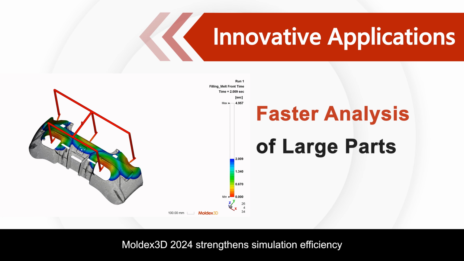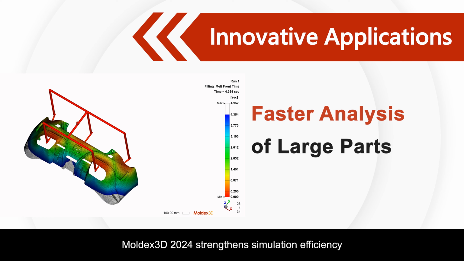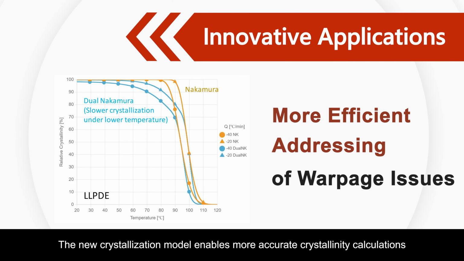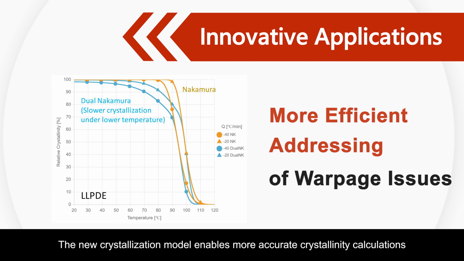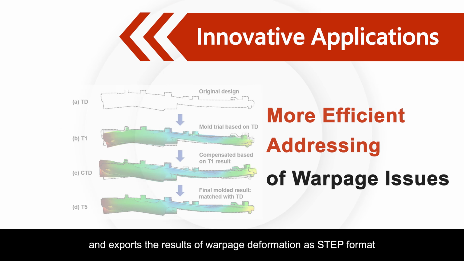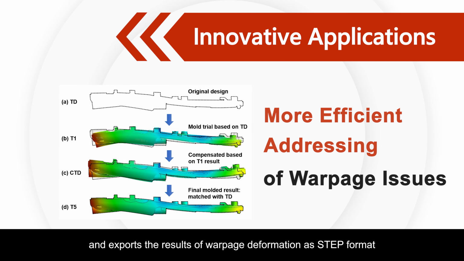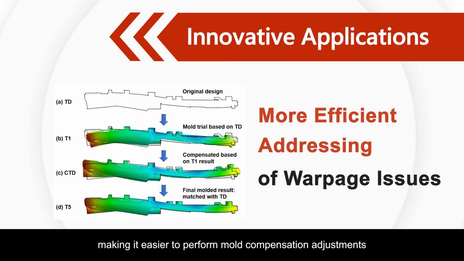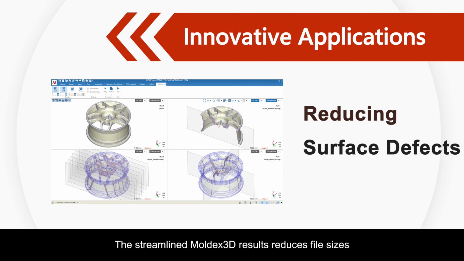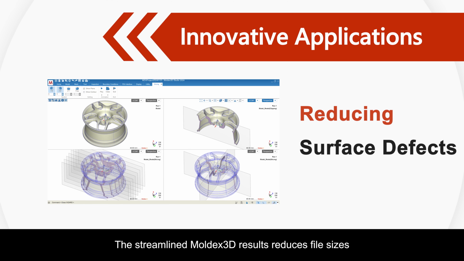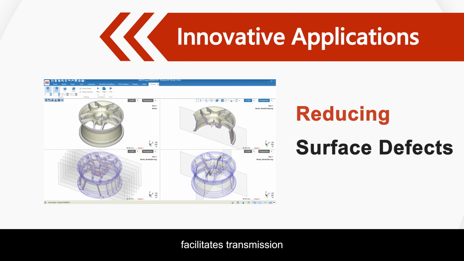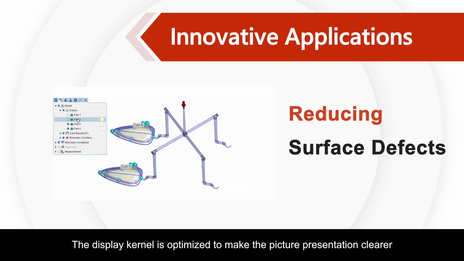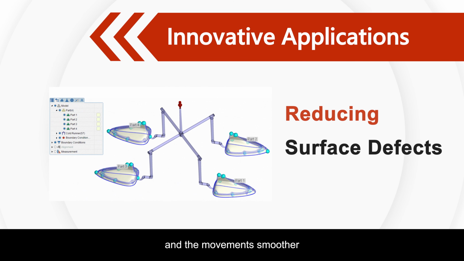Moldex3D 2024 strengthens simulation efficiency, making the meshing process more simplified and rapid. The new crystallization model enables more accurate crystallinity calculations and exports the results of warpage deformation as step format, making it easier to perform mold compensation adjustments. The streamlined Moldex3D results reduce file sizes and facilitate transmission. The display kernel is optimized to make the picture presentation clearer and the movements smoother.